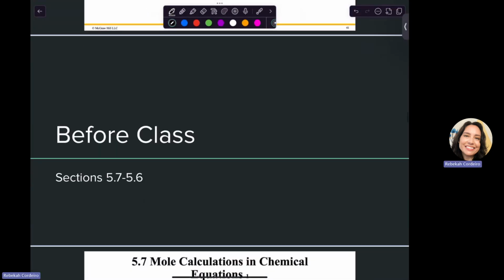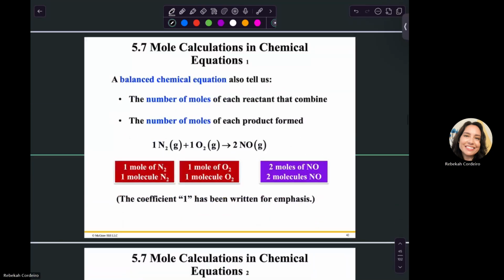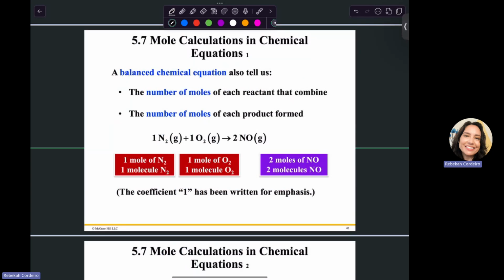Hello, in this video we're going to be talking about sections 5.7 to 5.8 in Chemistry 1151. So we're always talking about mole conversions right now, and we talked about molar mass, and we talked about Avogadro's number, but there's also relationships between different things.